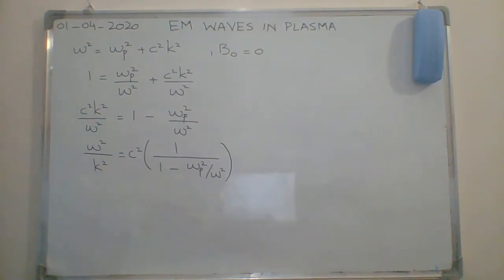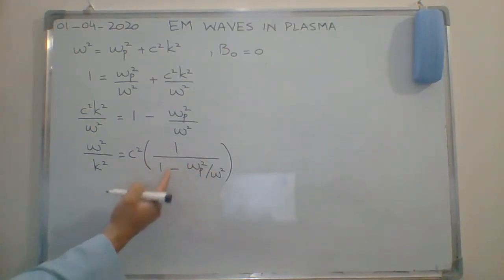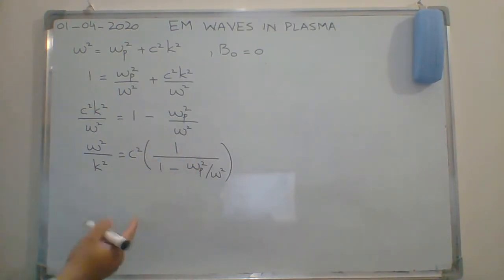So here you can see that this term is going to be less than 1. As you can see, 1 divided by something which is less than 1. As this term is squared, we are always expecting a positive value here. So 1 divided by something less than 1 will give you a value greater than 1. So here you can see that the phase velocity square is going to be greater than c square.